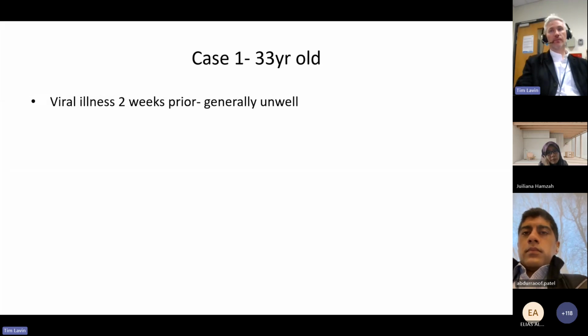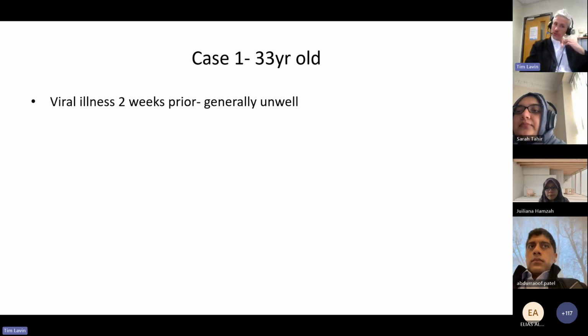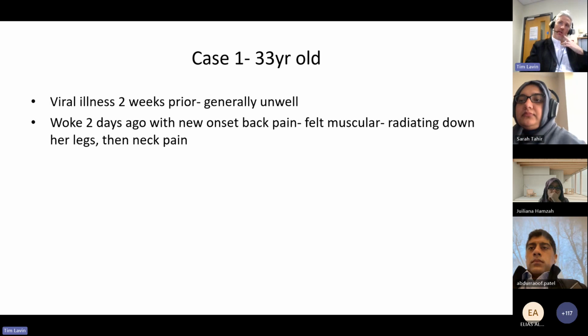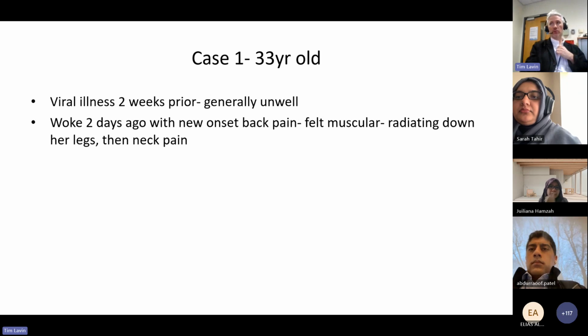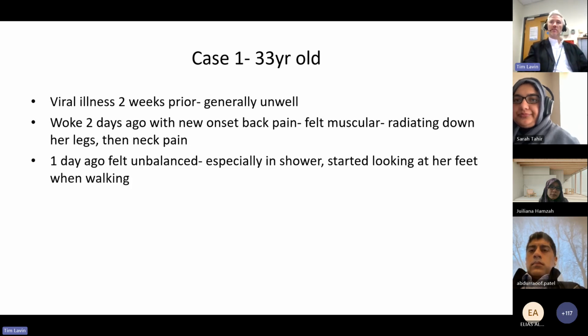We have a 33-year-old patient who has a viral illness a couple of weeks before admission into hospital. They felt generally unwell. And then they awake 2 days prior to their admission with some new onset back pain, which felt quite muscular in nature, radiating down their legs. And then they develop some generalized neck discomfort. And then they begin to feel unbalanced about 24 hours after that on their feet, especially when they're in the shower, and they start looking at their feet when they're walking.